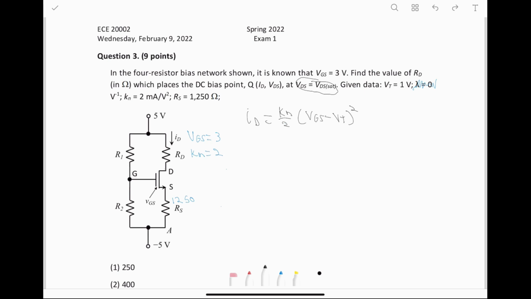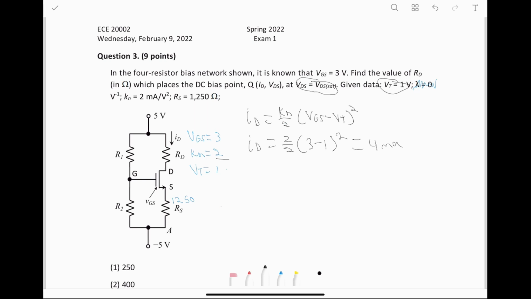So this thing is equal to Kn, which we have 2, over 2 times 3 minus 1, because they give us V threshold right here. I'll add that. Squared. This is equal to 4 milliamps. That's ID. ID is 4 milliamps.